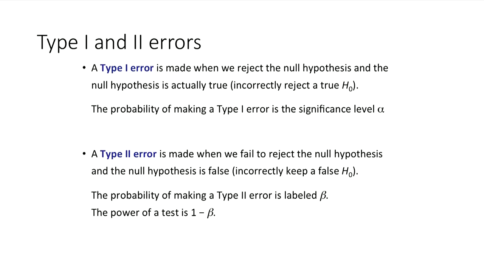A type 2 error is made when we fail to reject the null hypothesis and the null hypothesis is false. So we incorrectly keep a false null hypothesis. The probability of making a type 2 error is labeled beta. And the power of a test, which we won't get into a lot in this class, but you can read more about it in your book, is 1 minus beta.